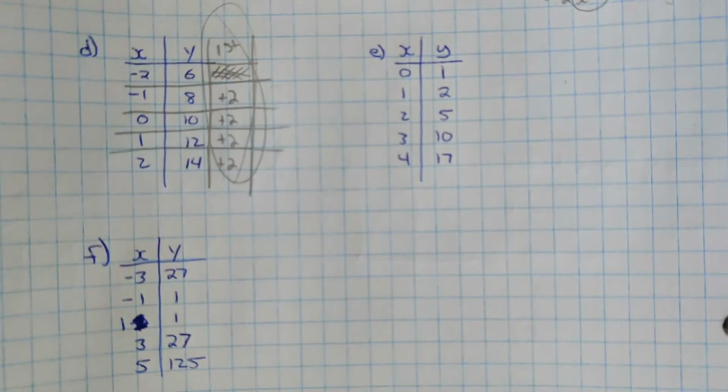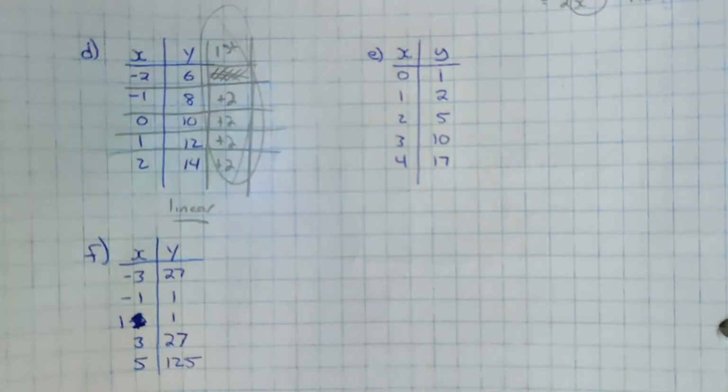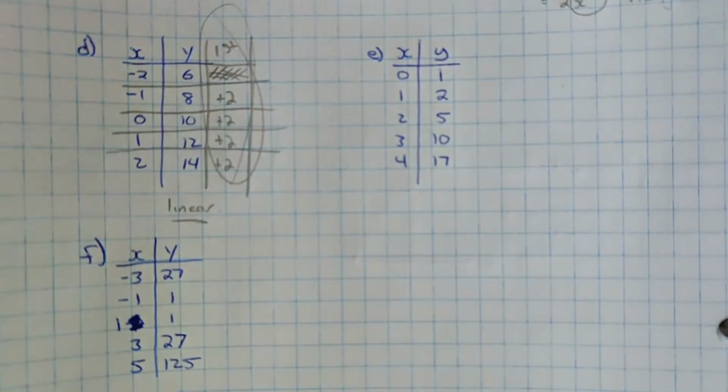Here, the first difference is the same. This one's linear. That's going to make a line when you graph it. And you can try that out. Plot it into Desmos, and you can check that out. You'll see it's a line.